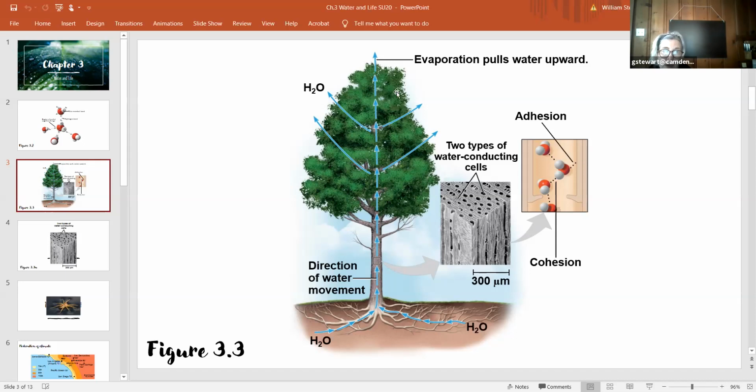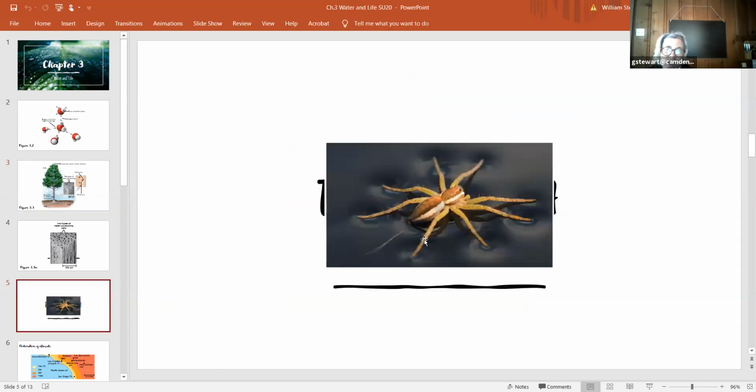Okay, so this is an example of cohesion, right? Water sticking to water. A second example of cohesion is this picture of the spider here. It's actually called a water strider, because notice how it is sitting on top of the water, and that is because of the surface tension of the water, which is also a result of cohesion.